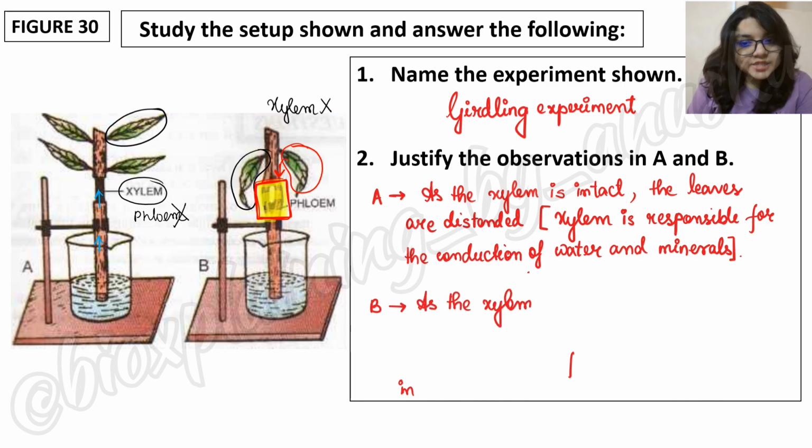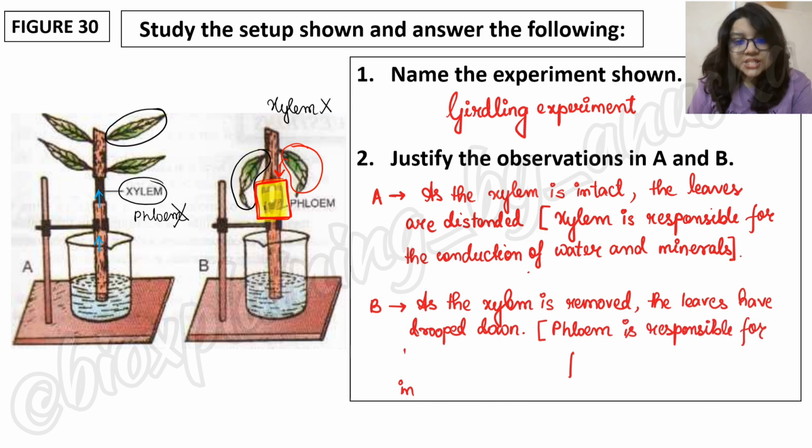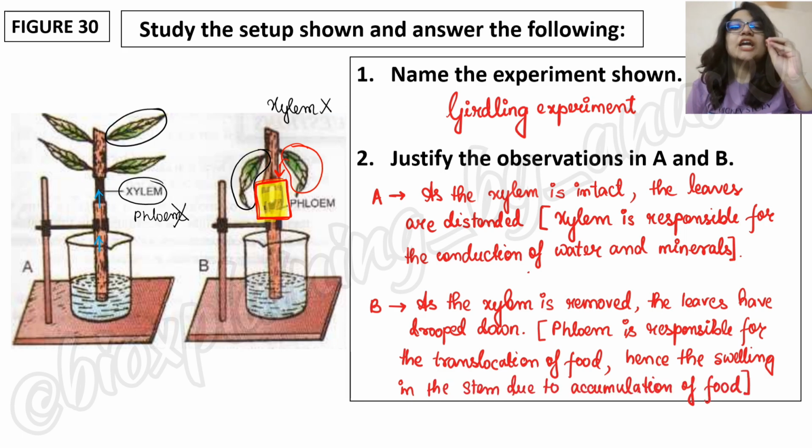So what we are saying is that as the xylem is removed, the leaves have drooped down. No conduction of water upwards. But the phloem is present as it is. Phloem is responsible for the translocation of food. Hence, there is accumulation of this food in the stem. As a result, you have this swelling. Okay, I guess this is clear.